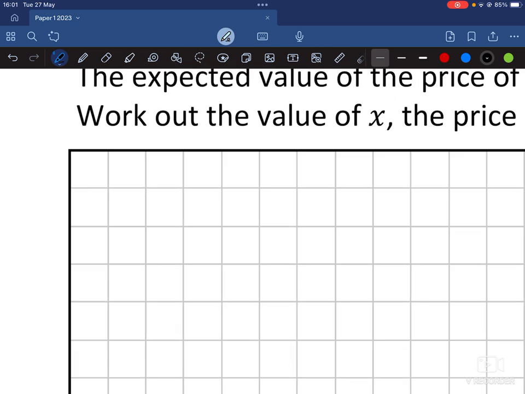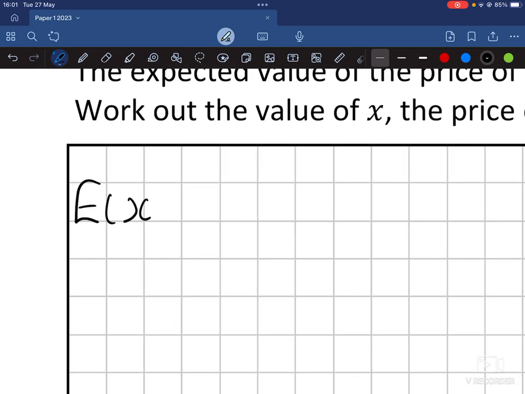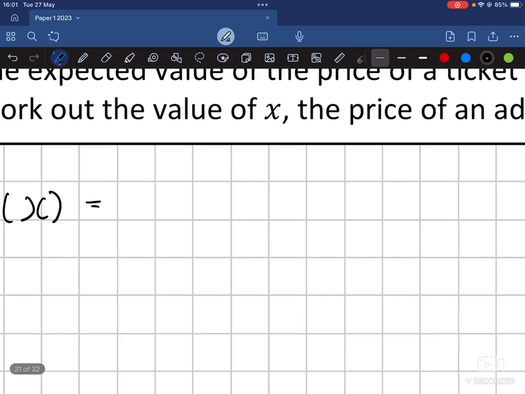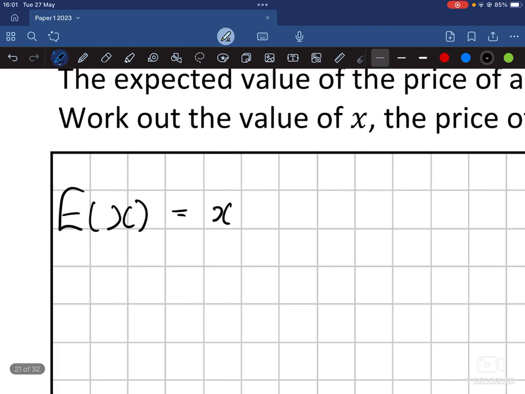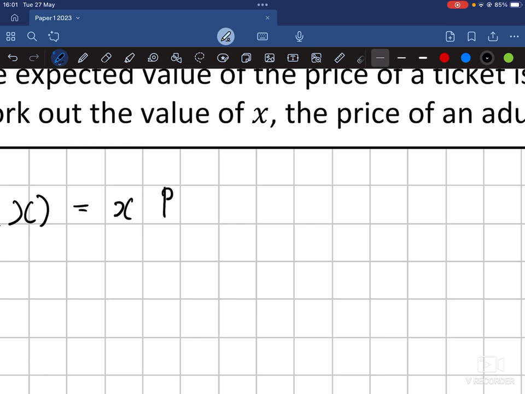Perfect. So remember, the expectation or the expected value of X is equal to basically X times the probability of X.